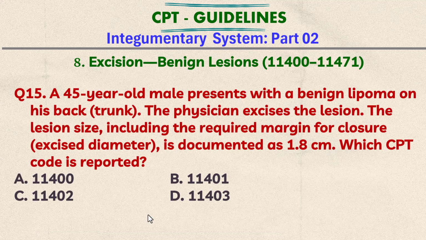This is the continuation of previous parts. Question number 15. A 45-year-old male presents with a benign lipoma on his back, that is trunk. The physician excises the lesion. The lesion size, including the required margin for closure, is documented as 1.8 cm. Which CPT code is reported? So there are 4 codes available. Take your CPT code book and find the answer. So here you have to highlight this is a benign lipoma on his back. Excised the lesion, diameter is 1.8 cm.